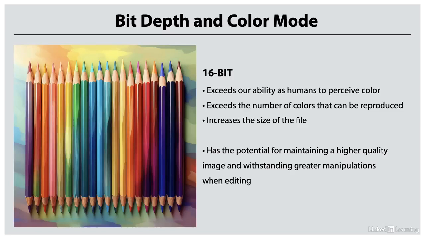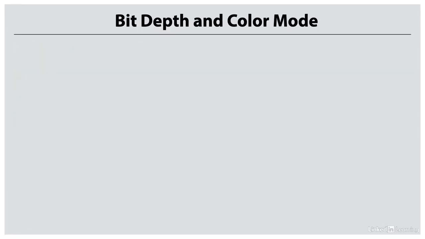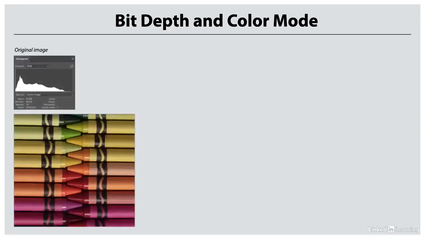If we look at this original image and we look at the histogram, and basically a histogram maps the values in an image from black on the left to white on the right. And we'll be discussing histograms more in depth in later videos. But for now, notice that the histogram is nice and smooth. There are no gaps in it.